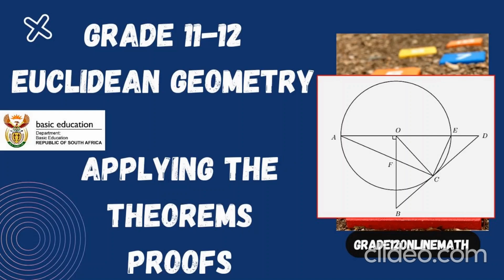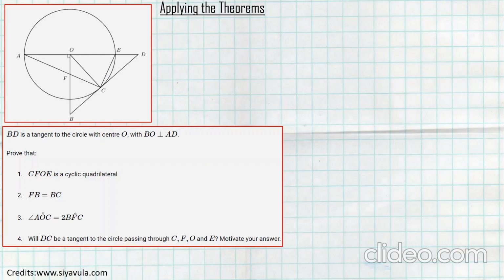We are still continuing with Euclidean geometry, but in this session, we'll be focusing on applying the theorems, mainly focusing on proofs. How can you use this theorem to prove something? Okay, so we're just going to start with this question.